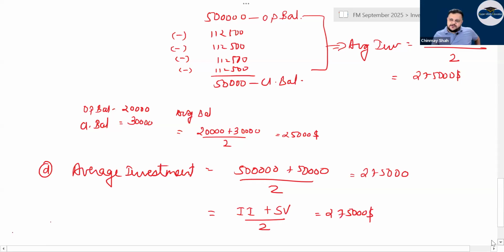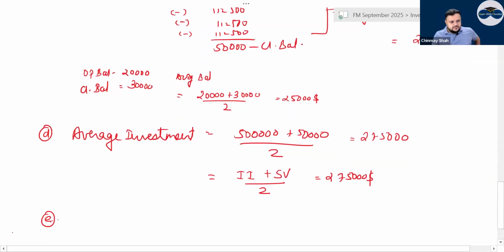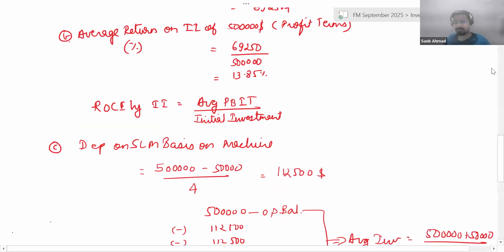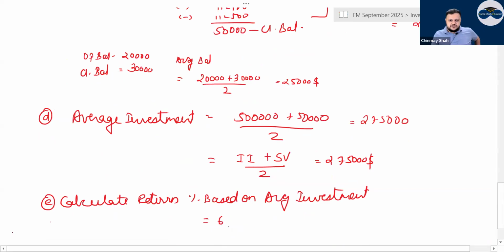Now, part E, write down: calculate return percentage based on average investment. See, average investment, how much have you done? 275,000. And how much return are you getting every year on an average? 69,250.